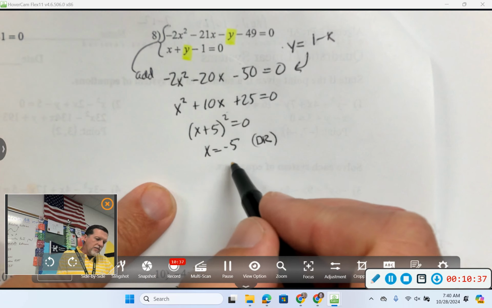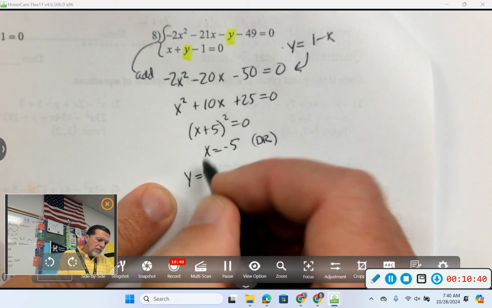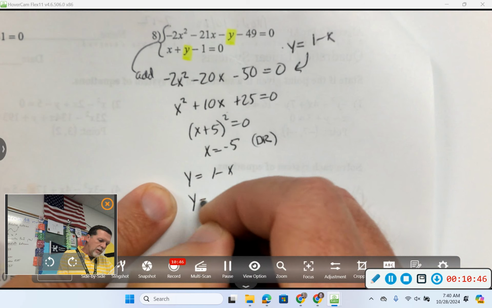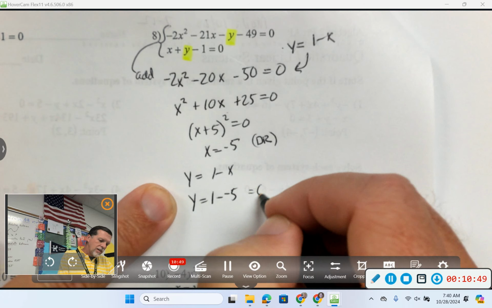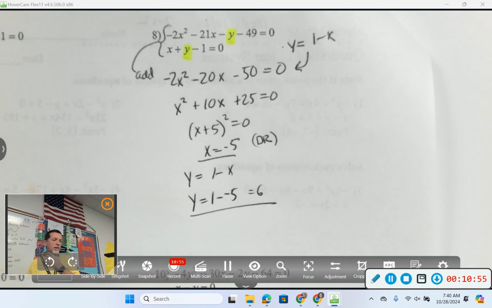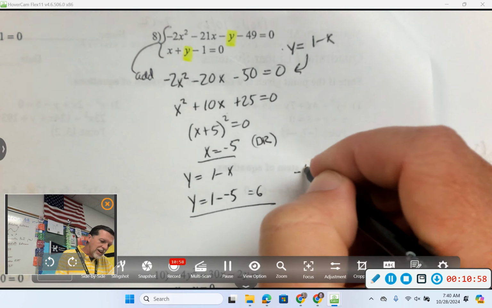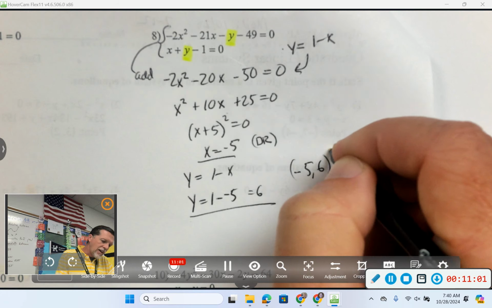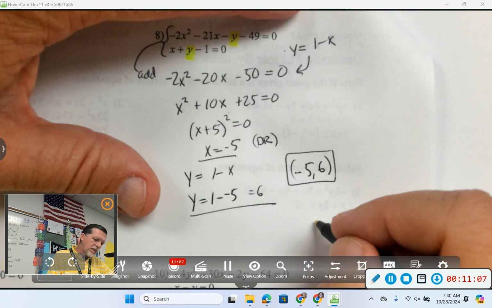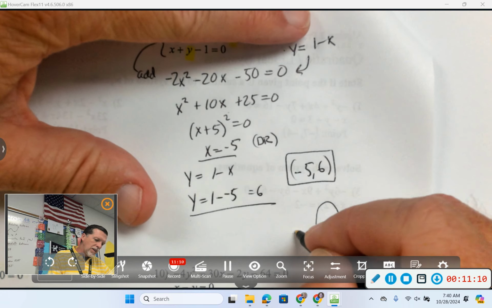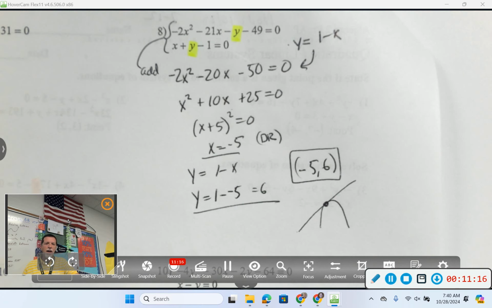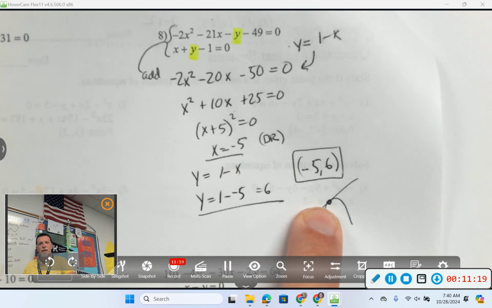Back to this one. x is negative 5. I need to plug in to get y. So it turns out I have to solve for y anyway. y equals 1 minus x. So y equals 1 minus negative 5. Is this an acceptable way to present my answers? No. What is the acceptable way? An ordered pair. So that thing intersects at negative 5, 6. One intersection rather than two. That makes me think it's a tangent line. Again, you don't have to know that, but that double root was kind of a hint that it might be a tangent line thing.